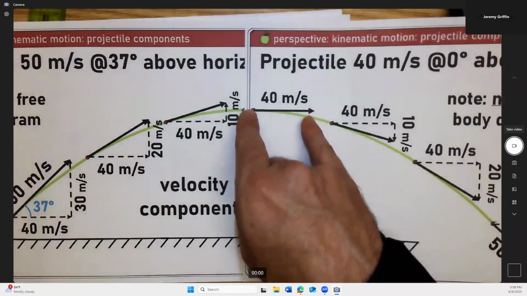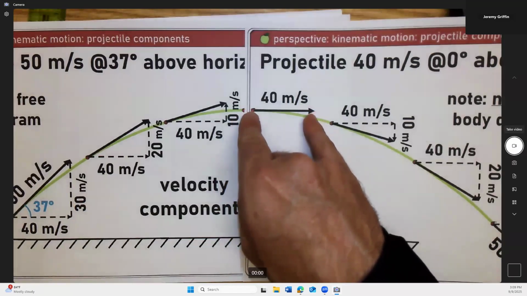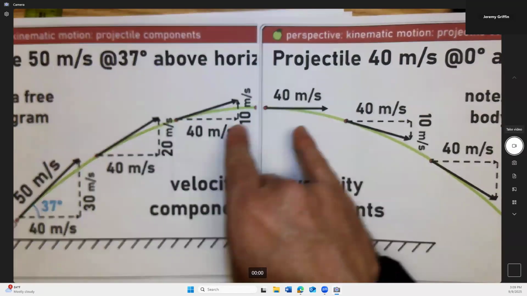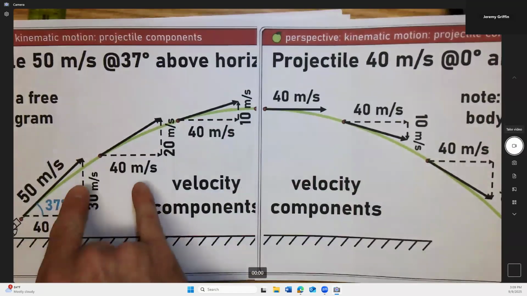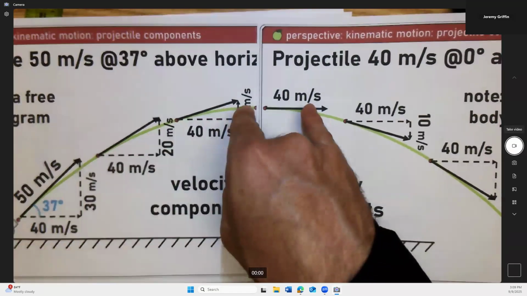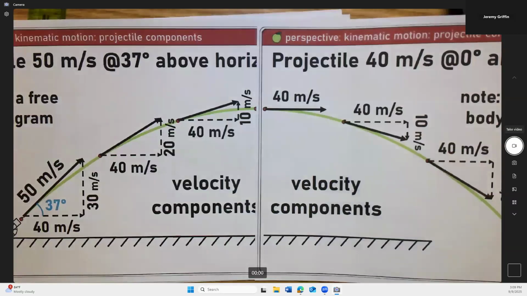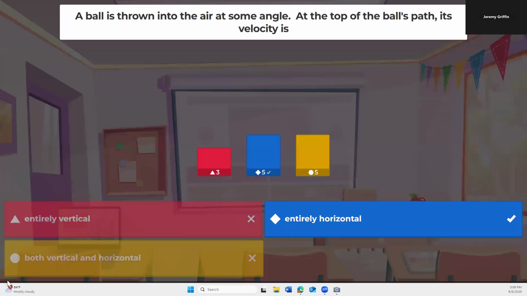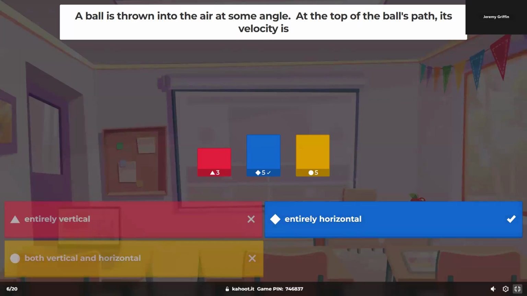In fact, how fast is it moving horizontally? Did that ever change? 40 meters per second. It's the same all the way, as long as it's a projectile. There's no horizontal acceleration. Same velocity horizontally. It's all horizontal at the top.